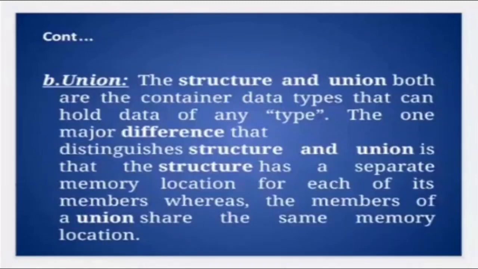Union: the structure and union are both containers of data types that can hold data of any type. The one major difference that distinguishes structure and union is that the structure has a separate memory location for each of its members. For example, in the previous example, names have a different memory location, and city number and salary have different memory locations. Whereas the members of a union share the same memory location for all its members.